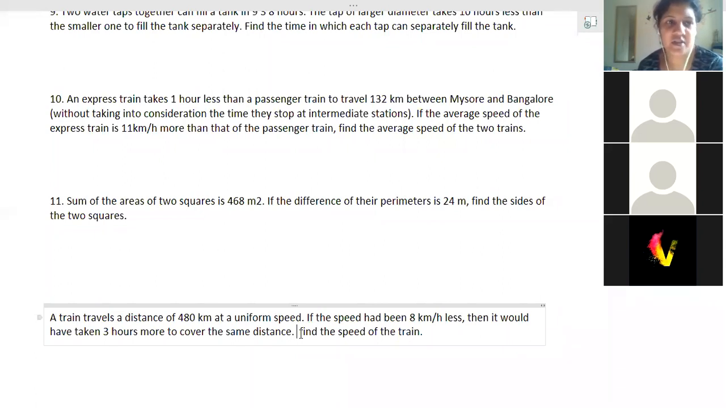Then if you have completed, solve the 10th question. It is also a similar way. Instead of one single train, they have compared two trains, the express train and the passenger train. But the meaning is exactly the same. On the 10th one, right? Yeah, 10th one, here it is.